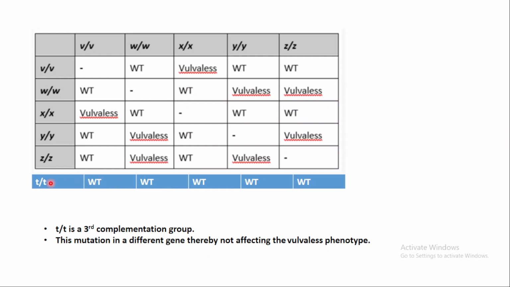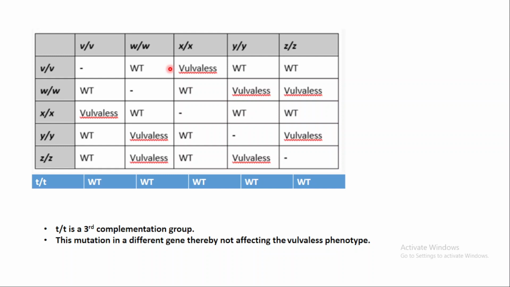Even though T by T was a vulvaless phenotype, in all these cases we get wild type phenotype. This means that T does not belong to any of the complementation groups of these mutations. So we had two complementation groups. Here you can locate them. V and X are one complementation group, since crossing V and X, we still get the mutant phenotype vulvaless.